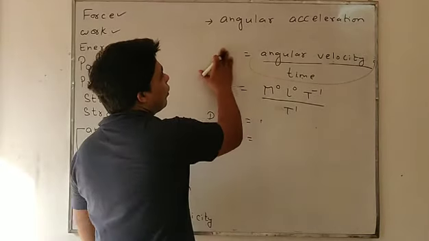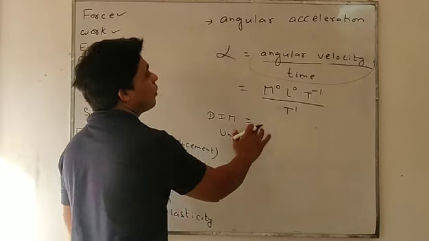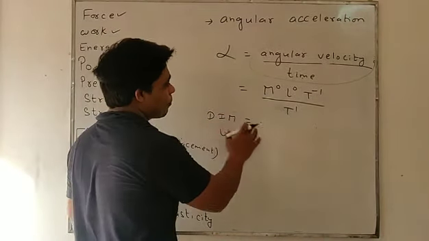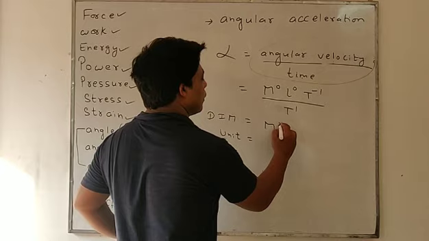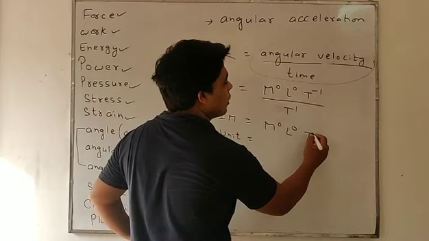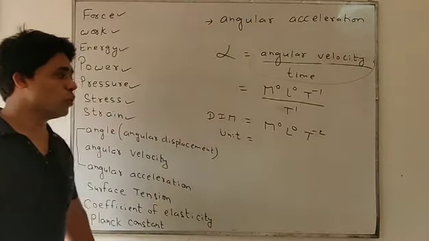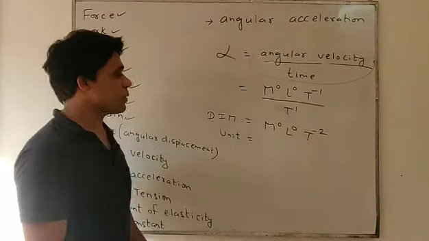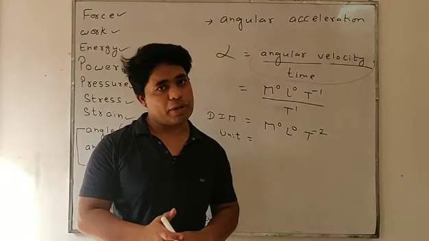And this time it is represented by alpha. Angular acceleration is represented by alpha. So finally we can write M0, L0. Shift T1 upwards, T minus 1. Minus 1, minus 1, it becomes T minus 2. So what will be the dimension of angular acceleration? M0, L0, T minus 2.